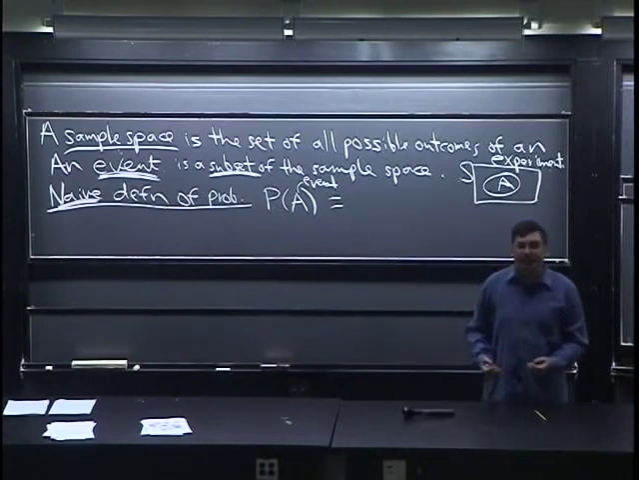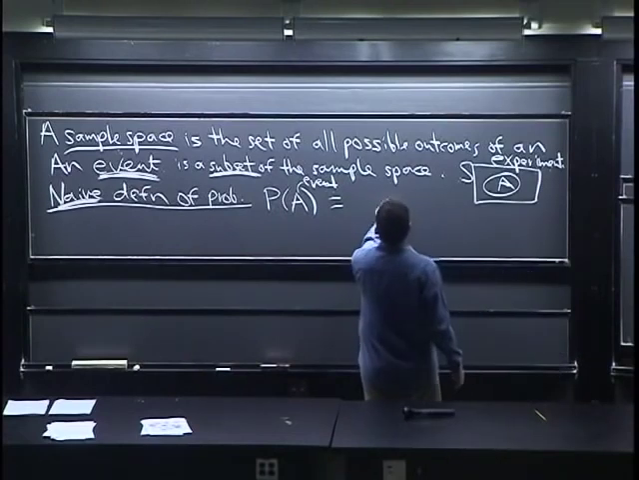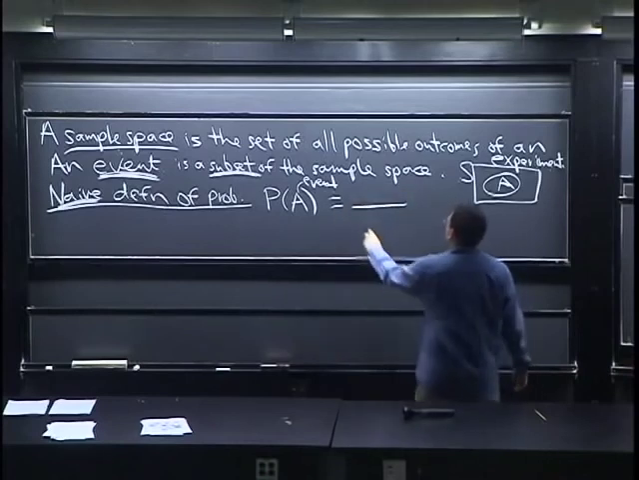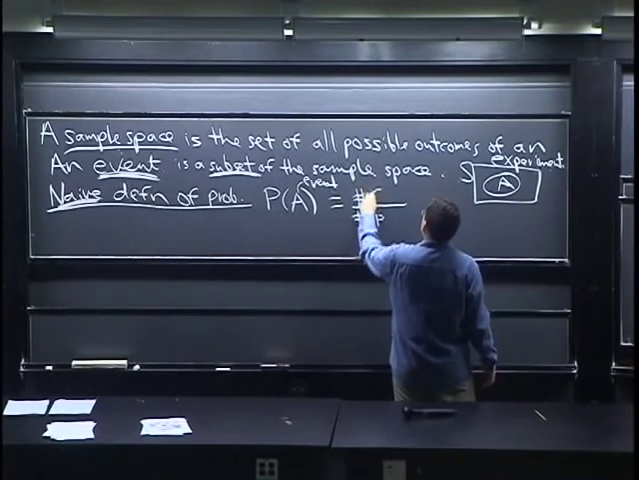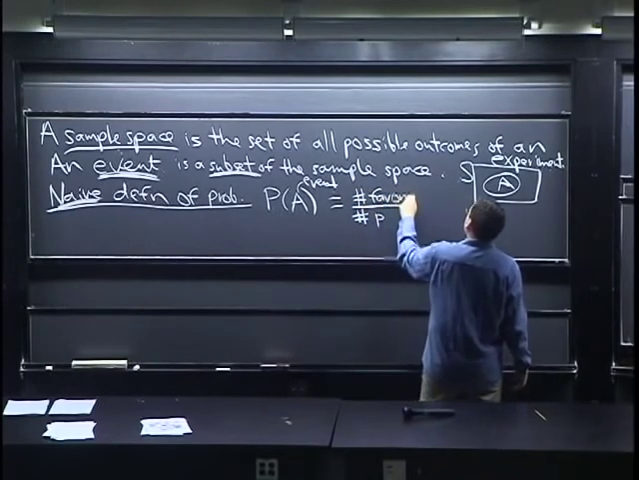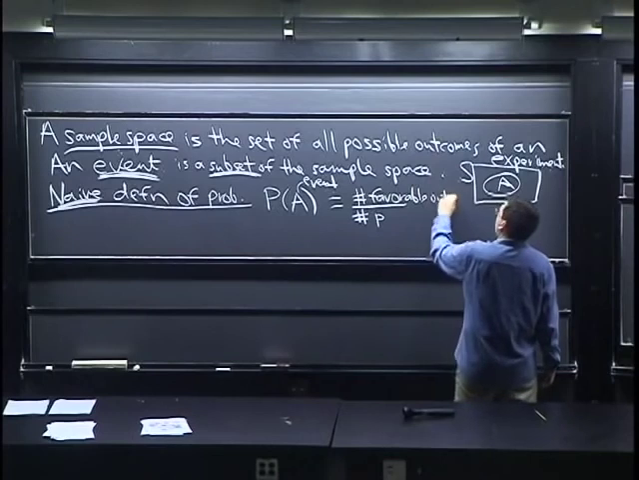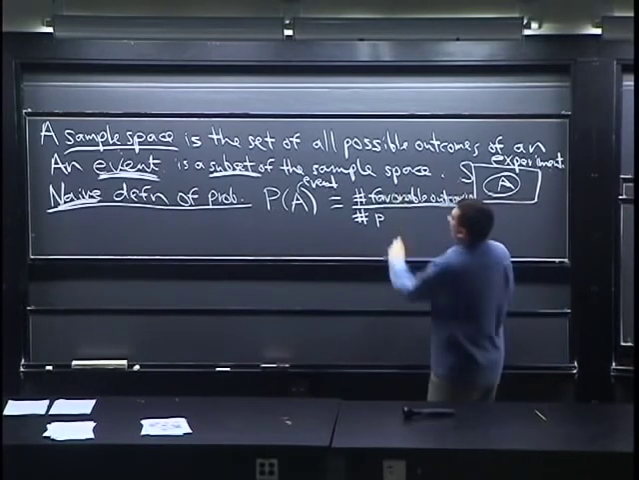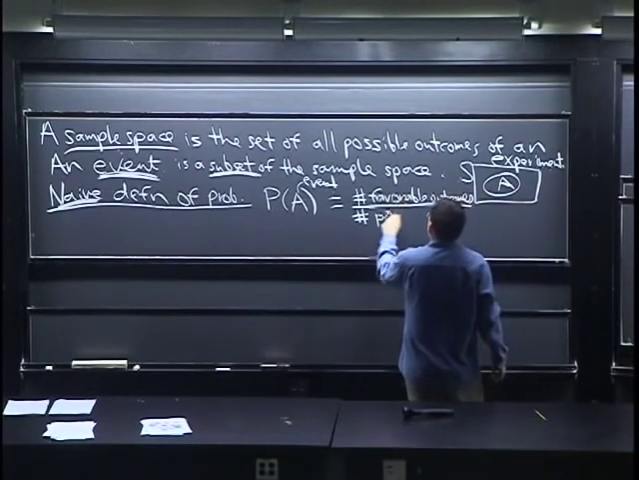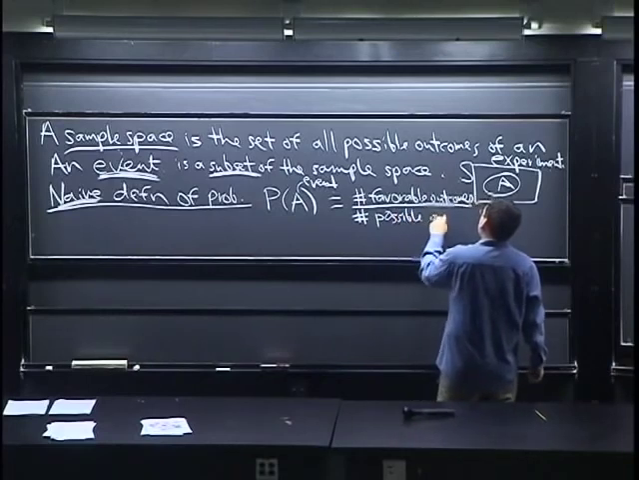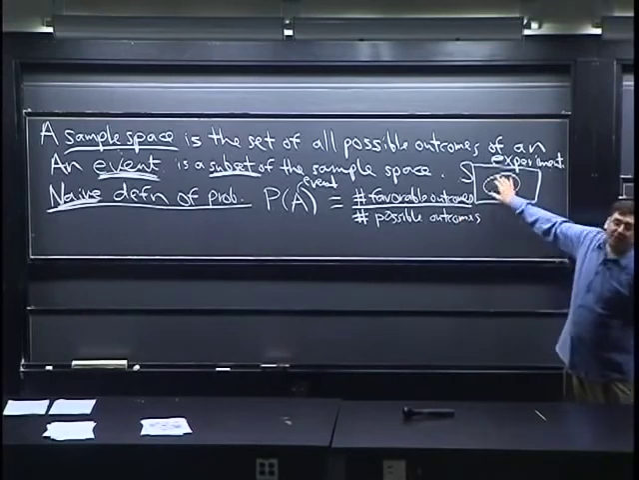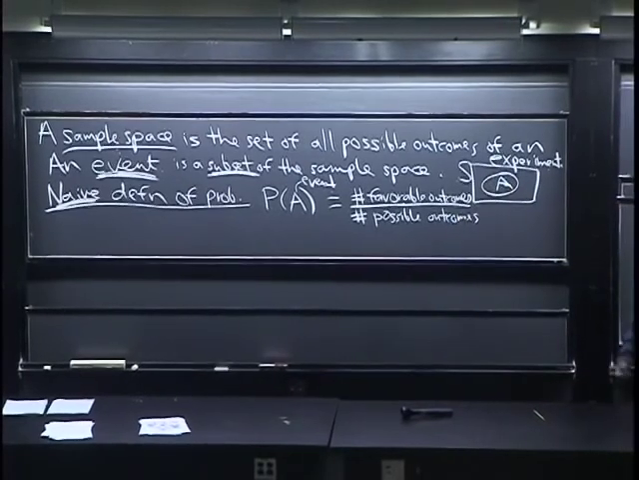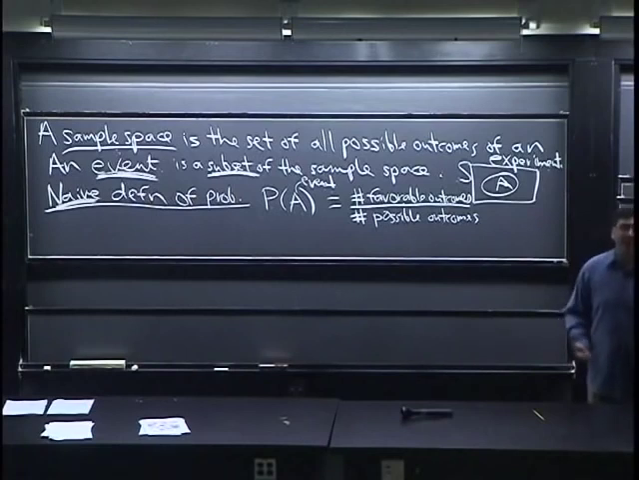But the naive definition would be to just say that's the number of favorable outcomes, and by favorable, I mean favorable to A, divided by the number of possible outcomes. So the denominator is just the size of the sample space. It's the number of possible outcomes. And the numerator is just how many of those outcomes A occurs in.